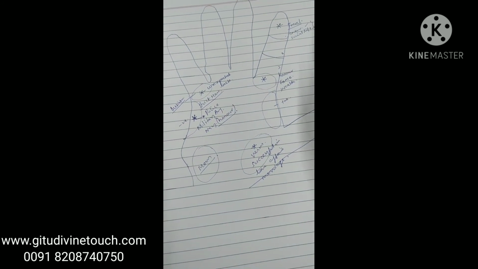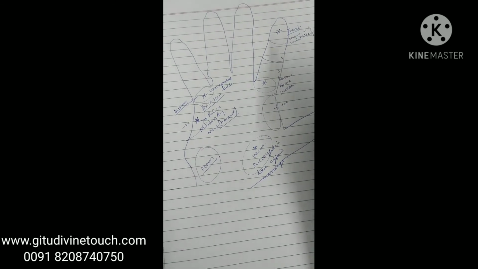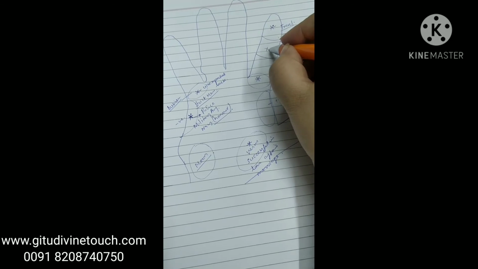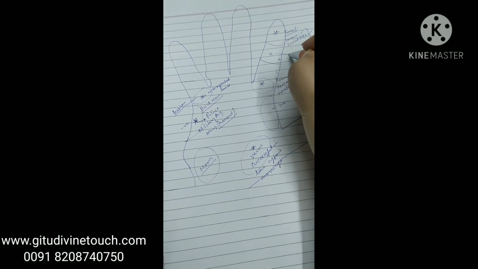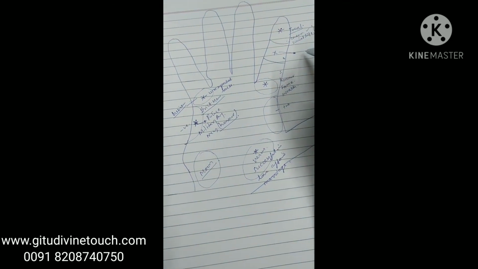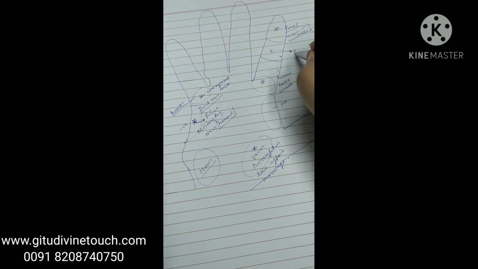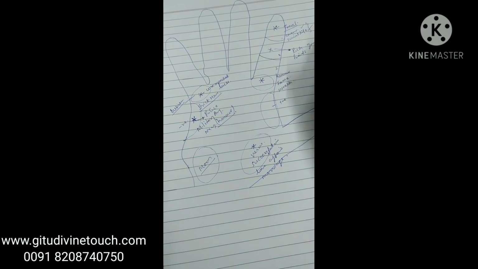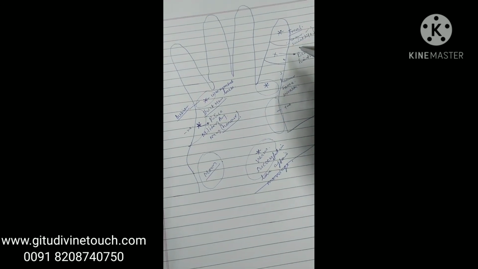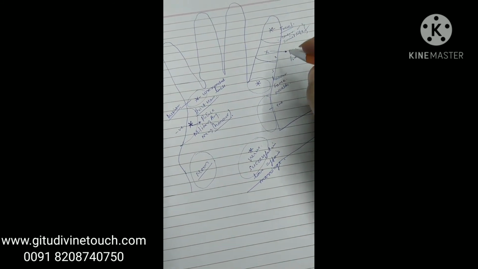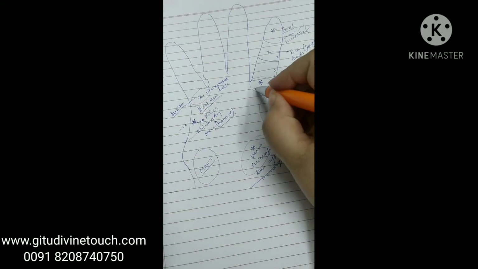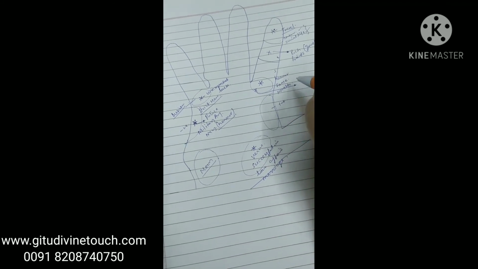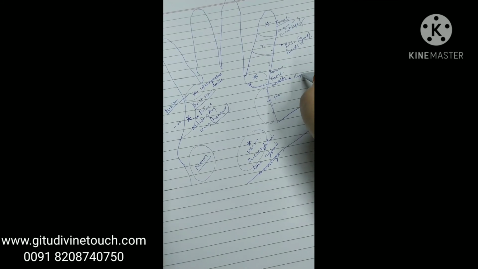Cross on the second phalange of Jupiter. If there is a cross here, so this cross on second phalange of Jupiter, he'll have rich friends, good friends. And if there is a cross on the mount of Jupiter, if there is a cross here, this cross means happy married life.